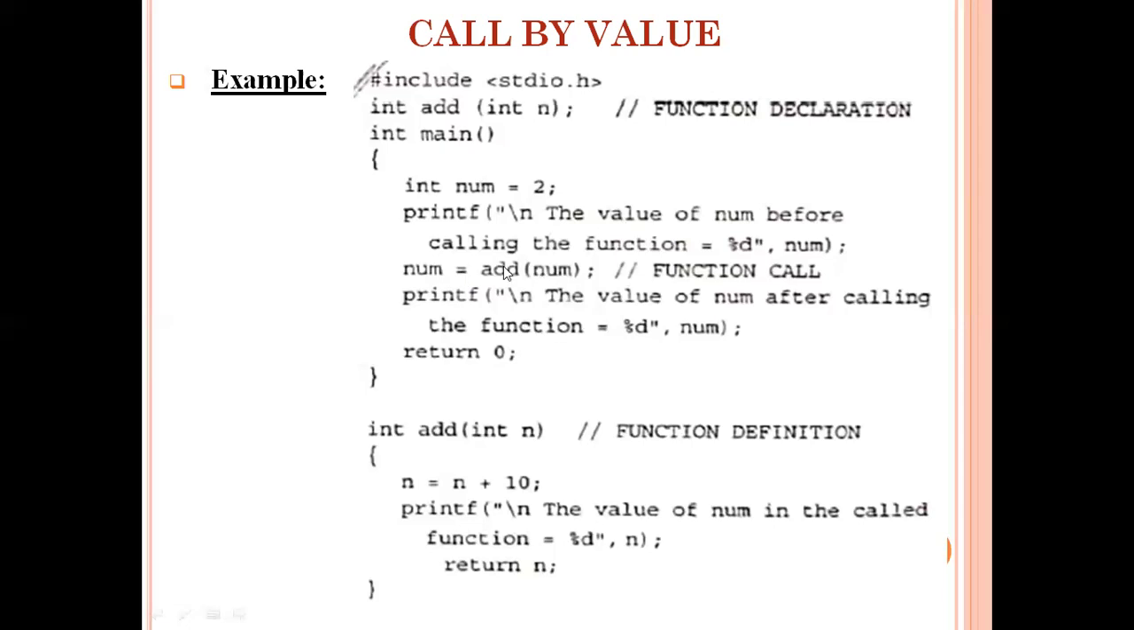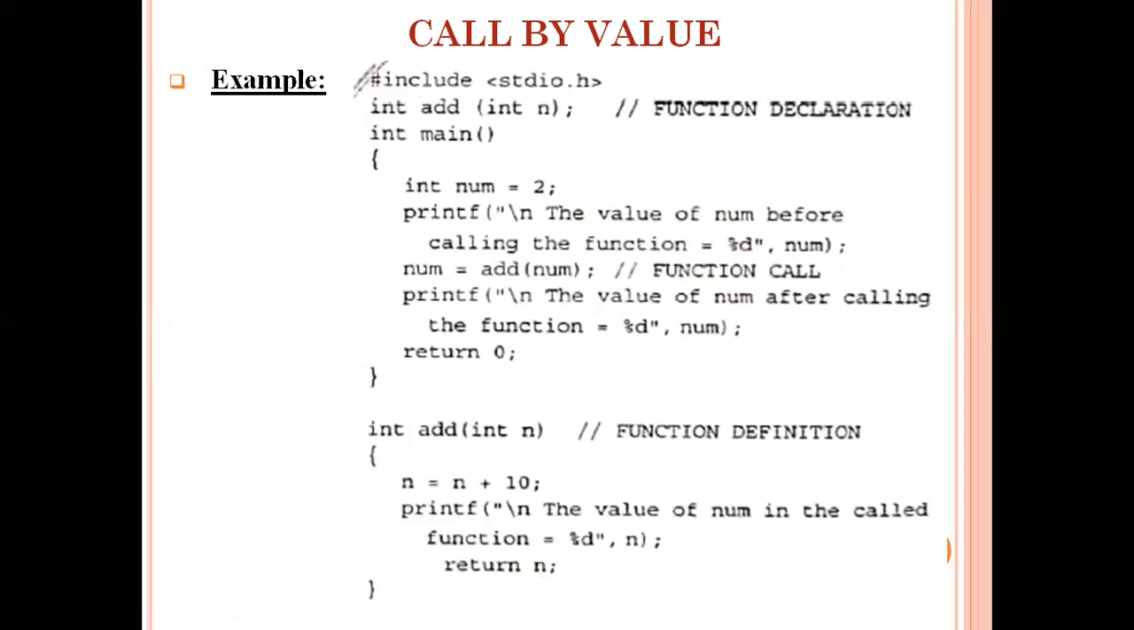Num value is 2. When we execute this particular statement, the original value 2 is directly passed to the add function. Now n is equal to 2, and inside this definition, n is equal to n plus 10, that is 12. In this called function, we display the value of the number, which is equal to 12. After that statement, we have a return statement because the add function was declared of integer type. So return n, in the sense the overwritten value of n, is 12.